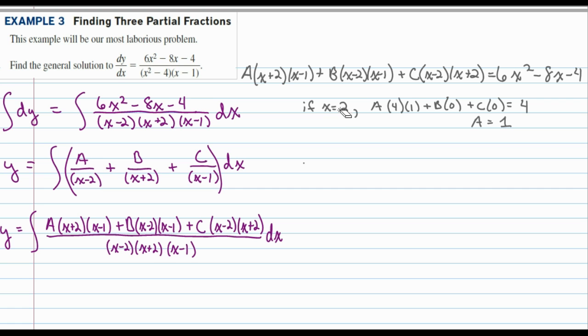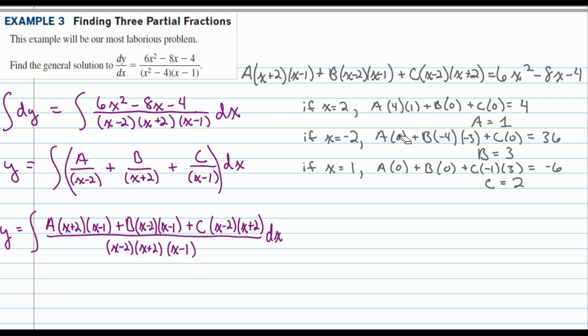First, if x equals 2, then B and C both get multiplied by 0, and that helps me solve for A equals 1. If x equals negative 2, then A and C both get multiplied by 0, which helps me solve for B equals 3. And if x equals 1, A and B get multiplied by 0, and C is 2. That gives me the antiderivative of 1 over x minus 2 dx, plus the antiderivative of 3 over x plus 2 dx, plus the antiderivative of 2 over x minus 1 dx.